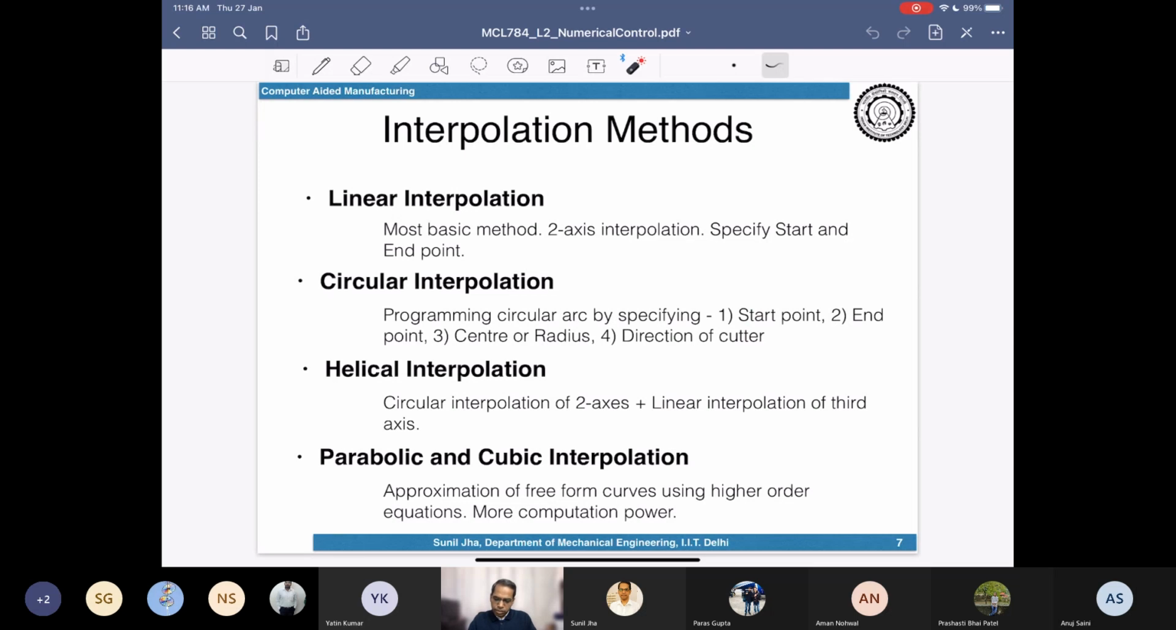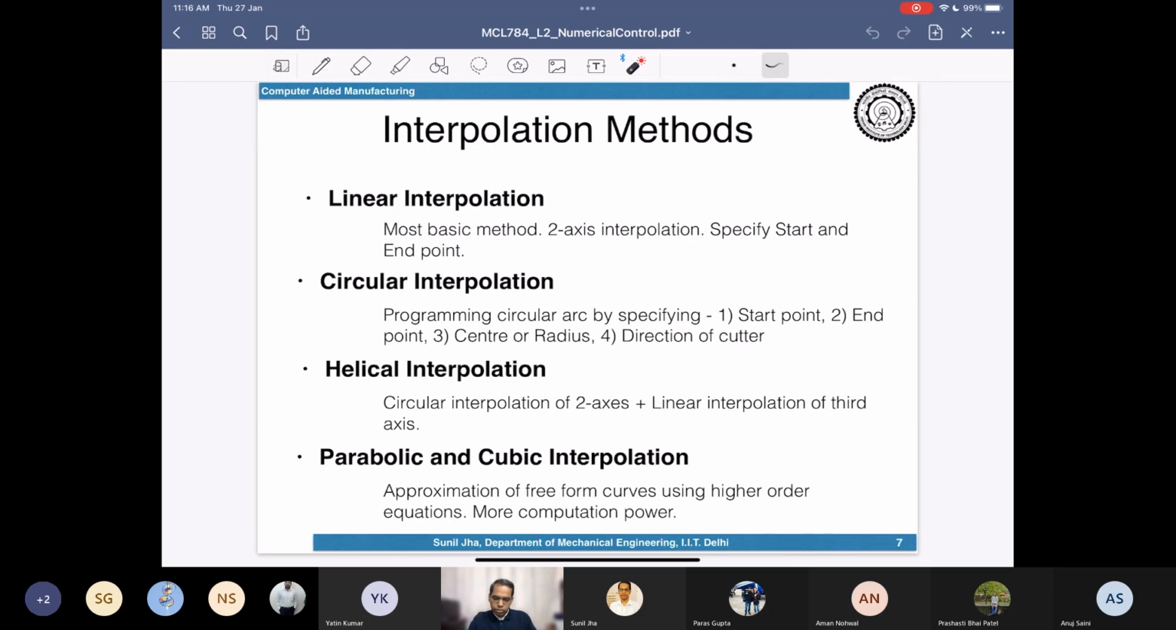When we talk about circular interpolation, you all understand that it basically generates a circular arc, and you need to specify the start point and the end point. Either you use the center or the radius of the cutter, and the direction of the cutter. So you have to specify the minimum parameters to trace out that circular path. That is what circular interpolation is.